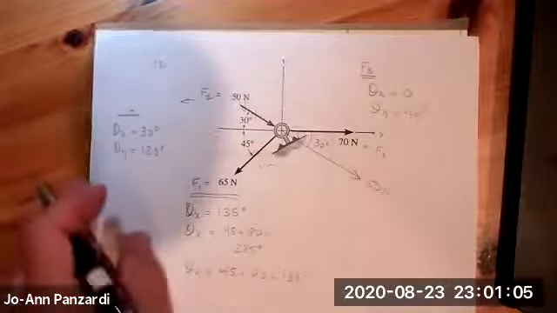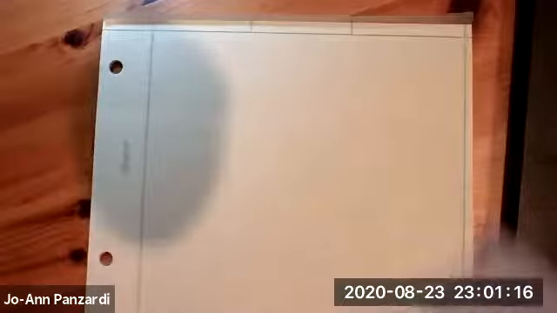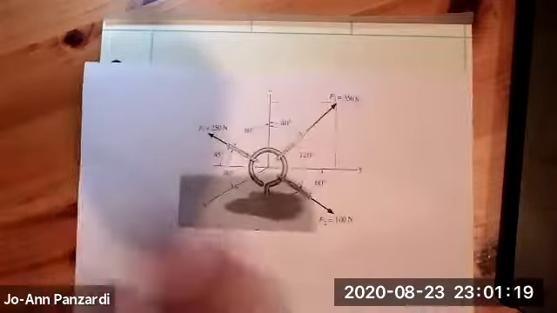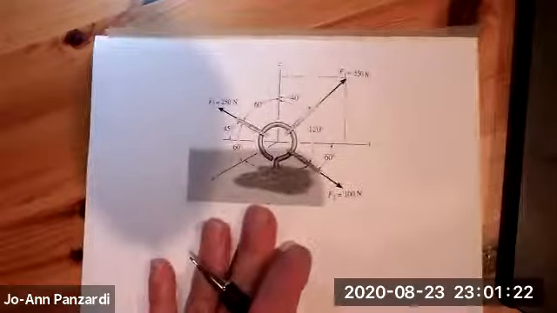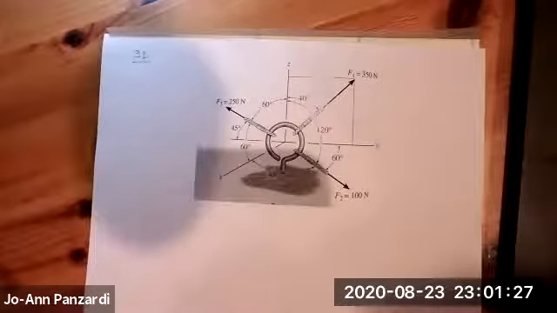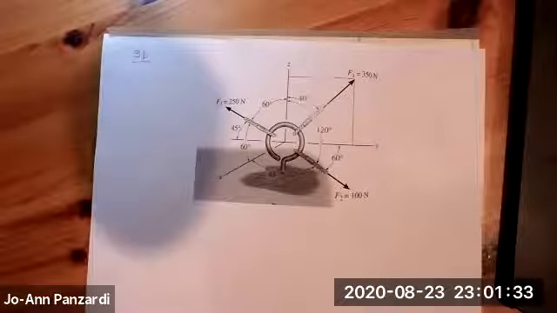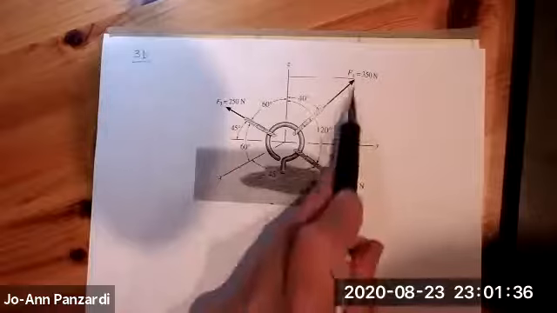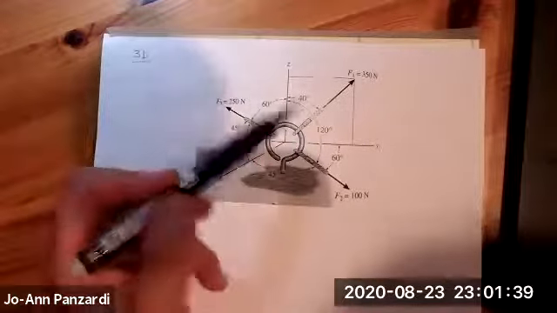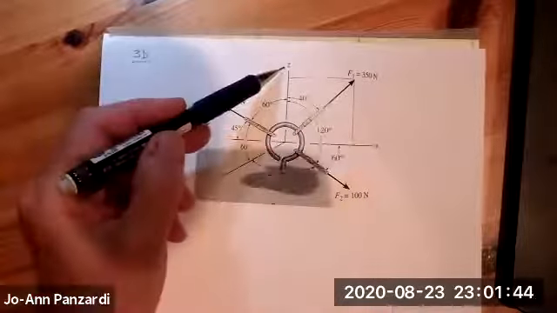Okay. Now let's look at a three-dimensional problem. I'm going to fold the sheet back. I'm going to give you a little bit of time to look at the problem. So this is a three-dimensional problem. We have F1, F2, and F3. If we look at F1, where is F1? Well, let's look at what angles they give us. Here's the y-axis, here's the z-axis, here's the x-axis.